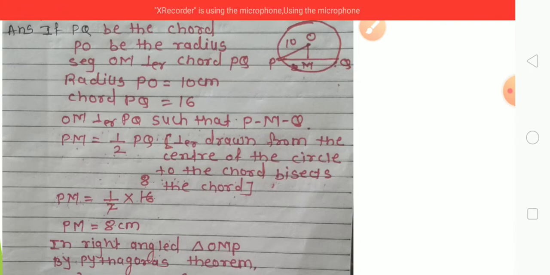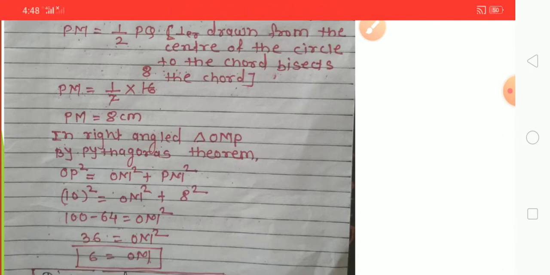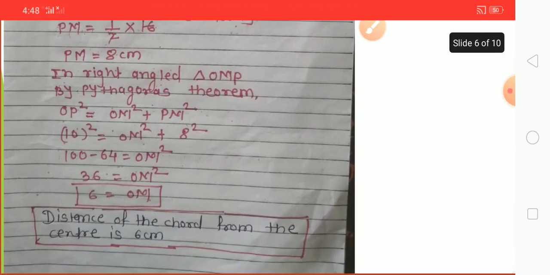Then PM is equal to 1/2 into 16. So 2 divided by 16 is 8. PM is equal to 8. In the right angle triangle OMP, by applying the Pythagoras theorem, OP square is equal to OM square plus PM square. Then 10 square is equal to OM square plus 8 square. 100 minus 64, that is OM square. 36 is equal to OM square. 6 is equal to OM. So the distance of the chord from the center of the circle is 6 centimeter.